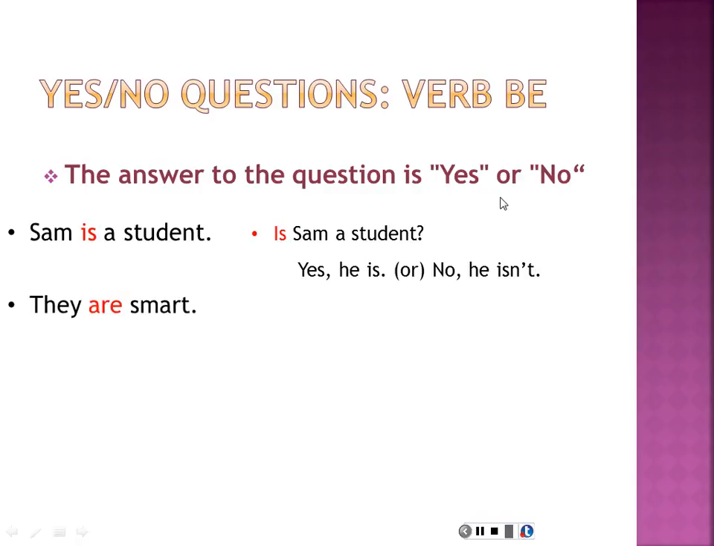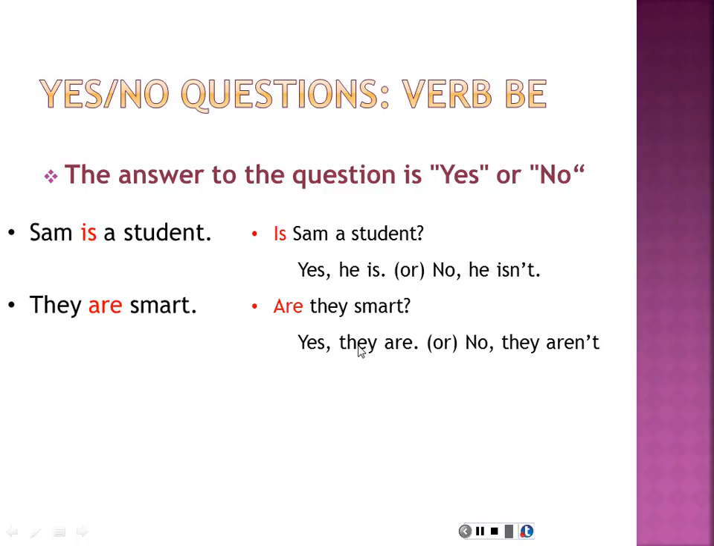The next example: they are smart. هم أذكياء. When we want to change it into a question, as we said before, we switch the places of those two words. We switch the verb with the subject. So are becomes the first word: Are they smart? هل هم أذكياء؟ The answer is yes, they are, and we used are here because of they.